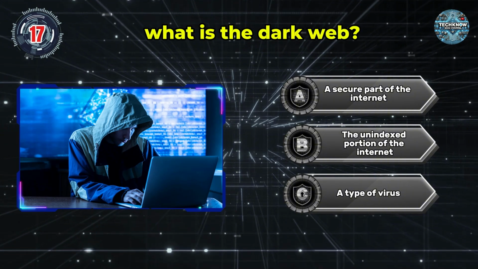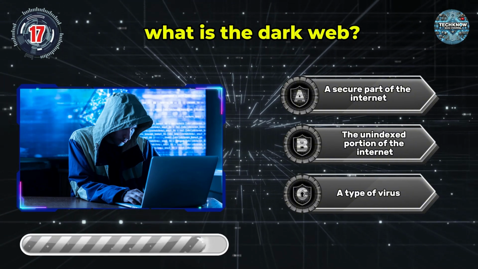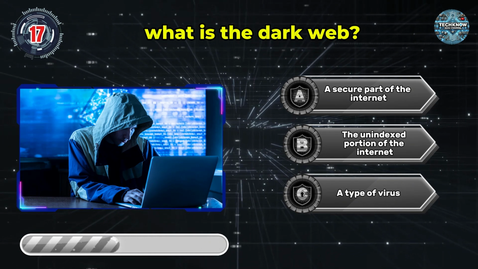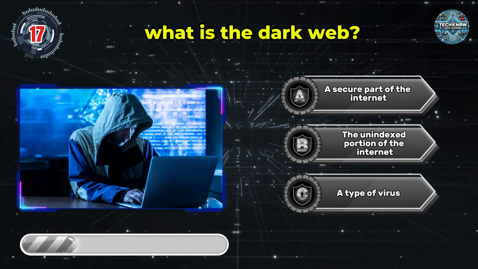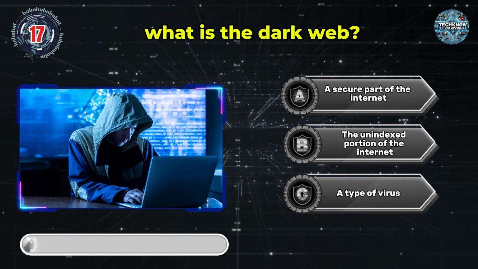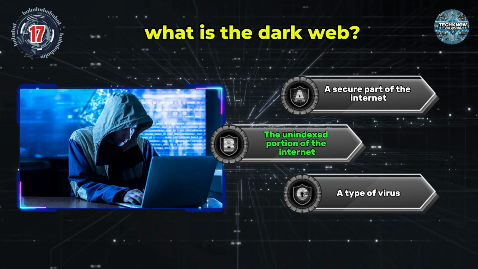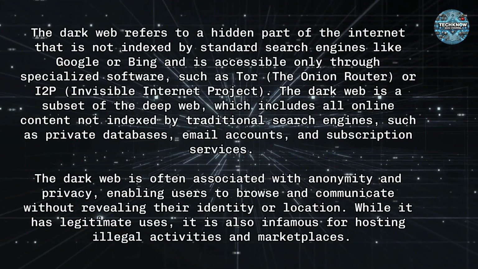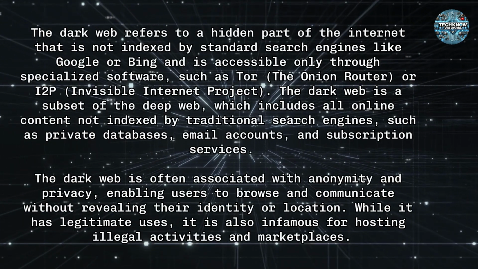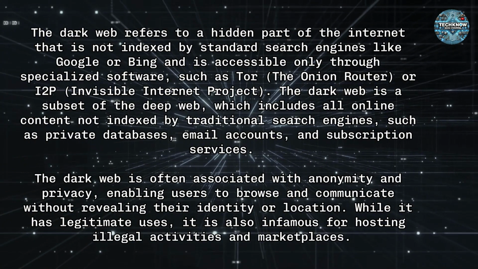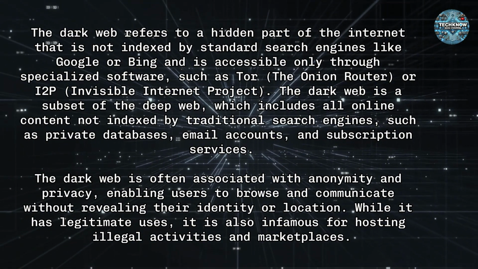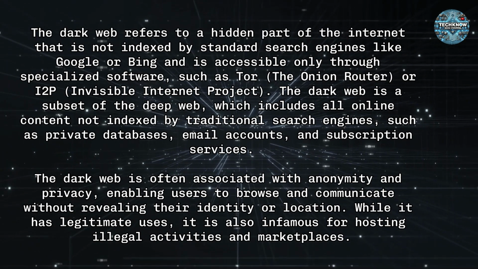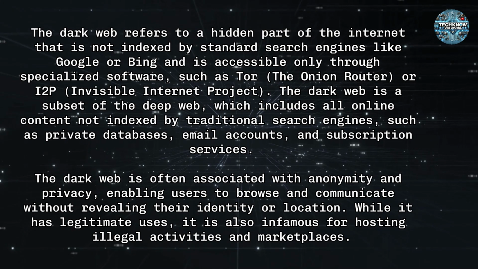What is the dark web? The unindexed portion of the internet. The dark web refers to a hidden part of the internet that is not indexed by standard search engines like Google or Bing and is accessible only through specialized software such as Tor, the Onion Router, or I2P, the Invisible Internet Project.